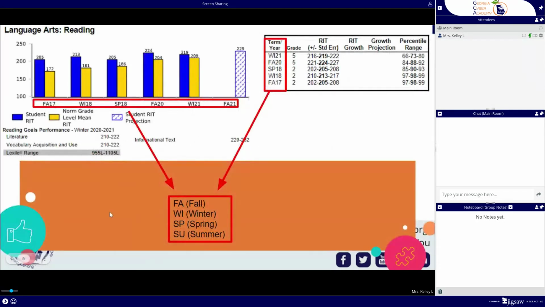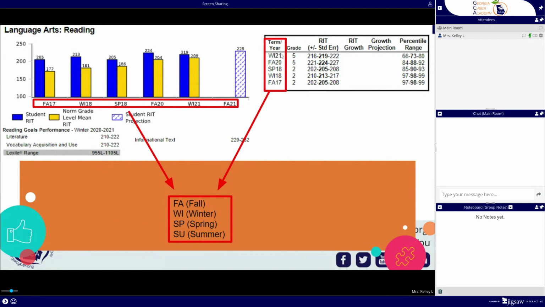I know that was a lot of information. These next pictures will break it down a little bit more. Again, in this picture, we're looking at language arts reading, and it has the student data and it has the norm grade data, which is for all students within that grade level across the United States. It's just missing the district level data. So it just depends on the report.